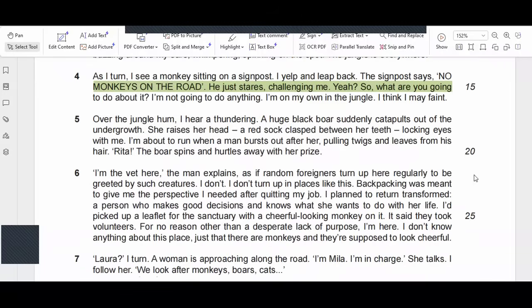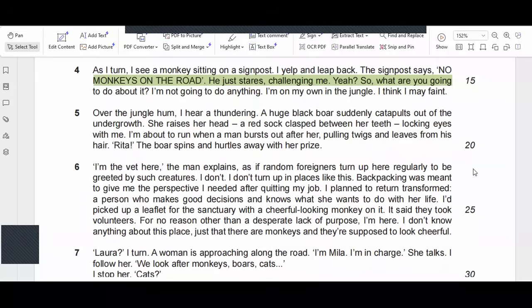And here is our paragraph number 5. Over the jungle hum, I hear a thundering. A huge black boar suddenly catapults out of undergrowth. She raises her hat, a red sock clamped between her teeth, locking eyes with me. I am about to run when a man bursts out after her, pulling twigs and leaves from his hair. "Rita!" The boar spins and hurtles away with her prize.